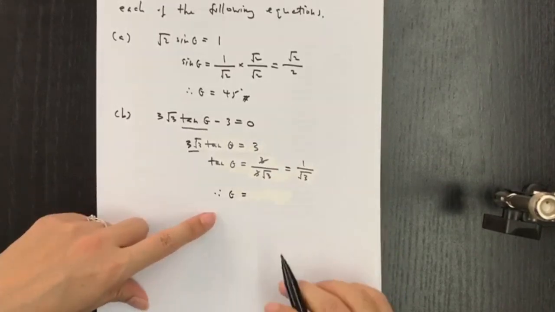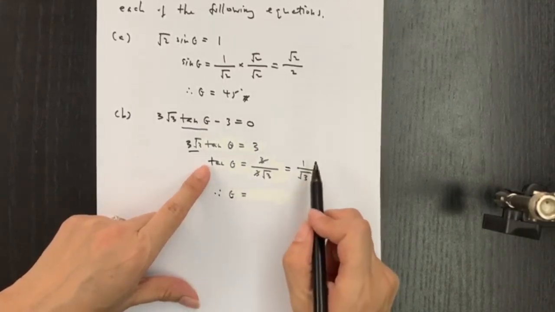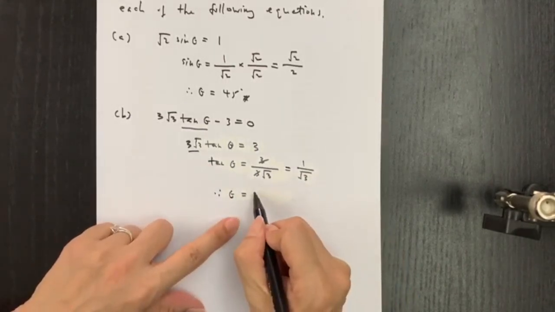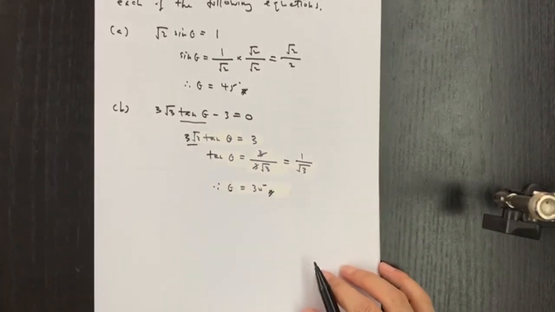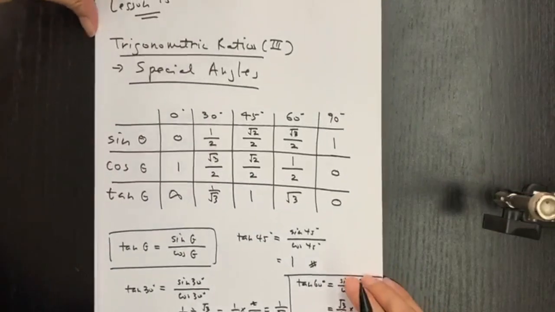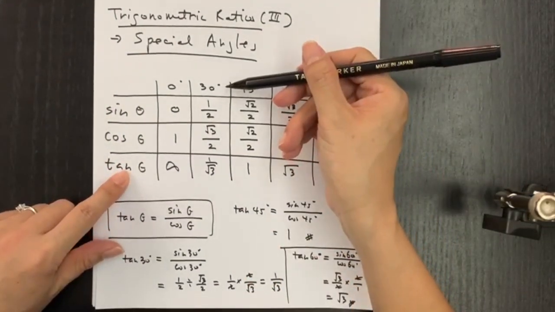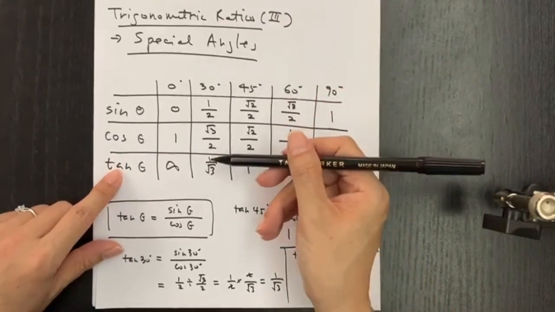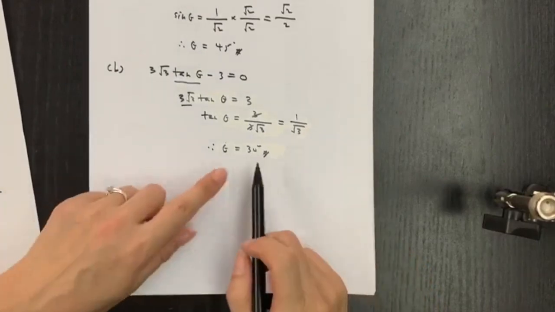Therefore, what is the value of theta when tangent theta is equal to 1 over root 3? The answer is 30 degrees. So once again, you can see this table for special angles is very, very important. When we have tangent 30, the value is 1 over root 3. So the answer for theta here is 30.